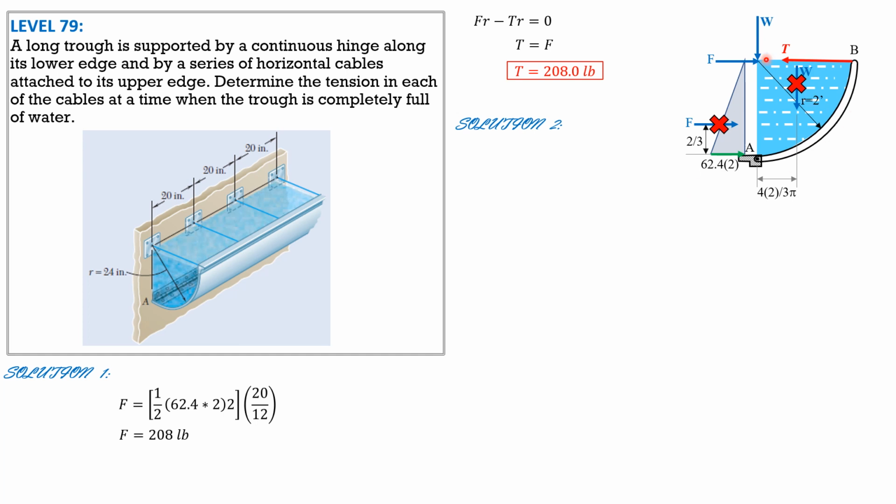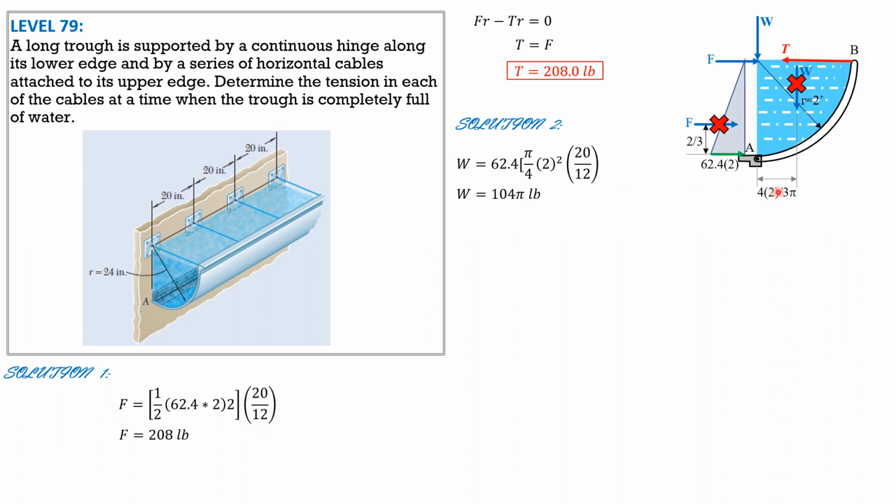W is specific weight of water times volume, which is area of quarter circle, pi over 4 radius square, times perpendicular to the board dimension 20 over 12. So weight is 62.4 times pi over 4 times 2 square times 20 over 12. So simplifying, that weight is 104 pi pounds.